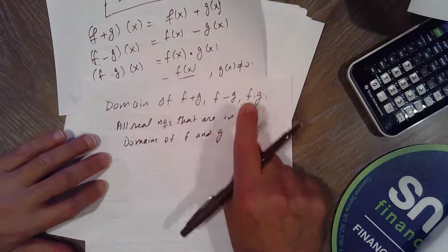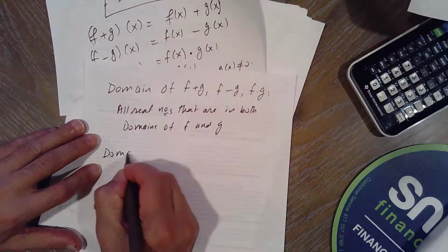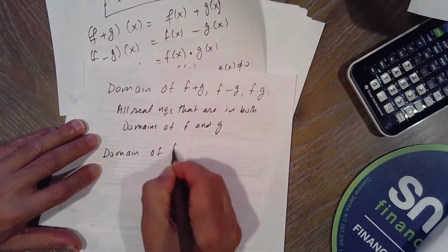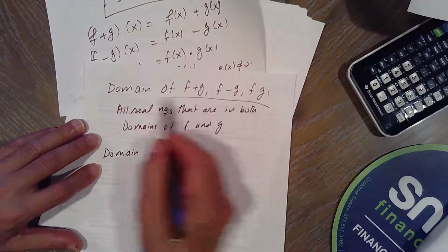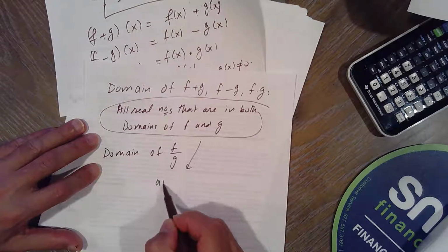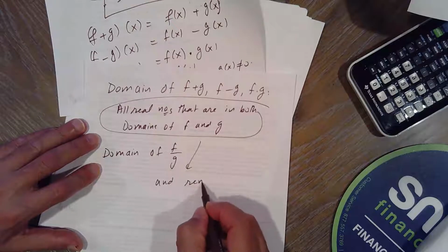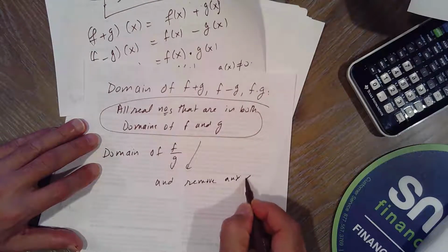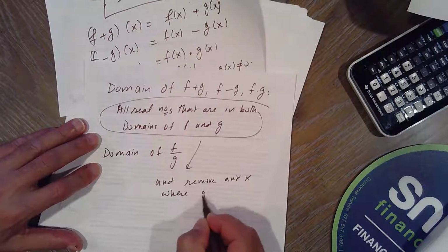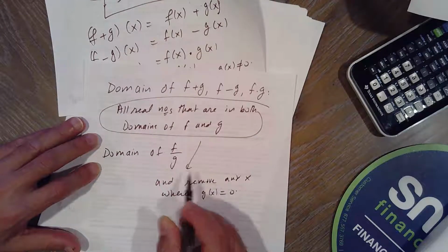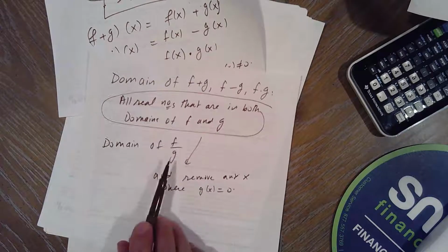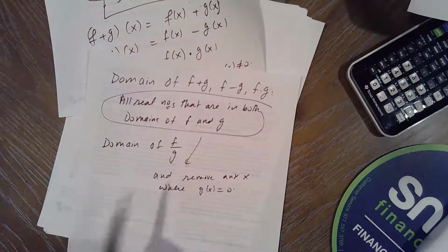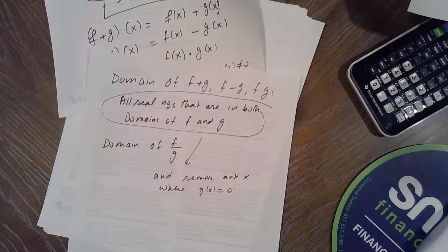Now I left out f over g because f over g has one more restriction. For the domain of f over g, it's all of this, and remove from that domain any x where g of x equals 0, because the denominator cannot be 0. So if g of x equals 0, you remove that x from the domain of f over g. Okay, that's what this is about.